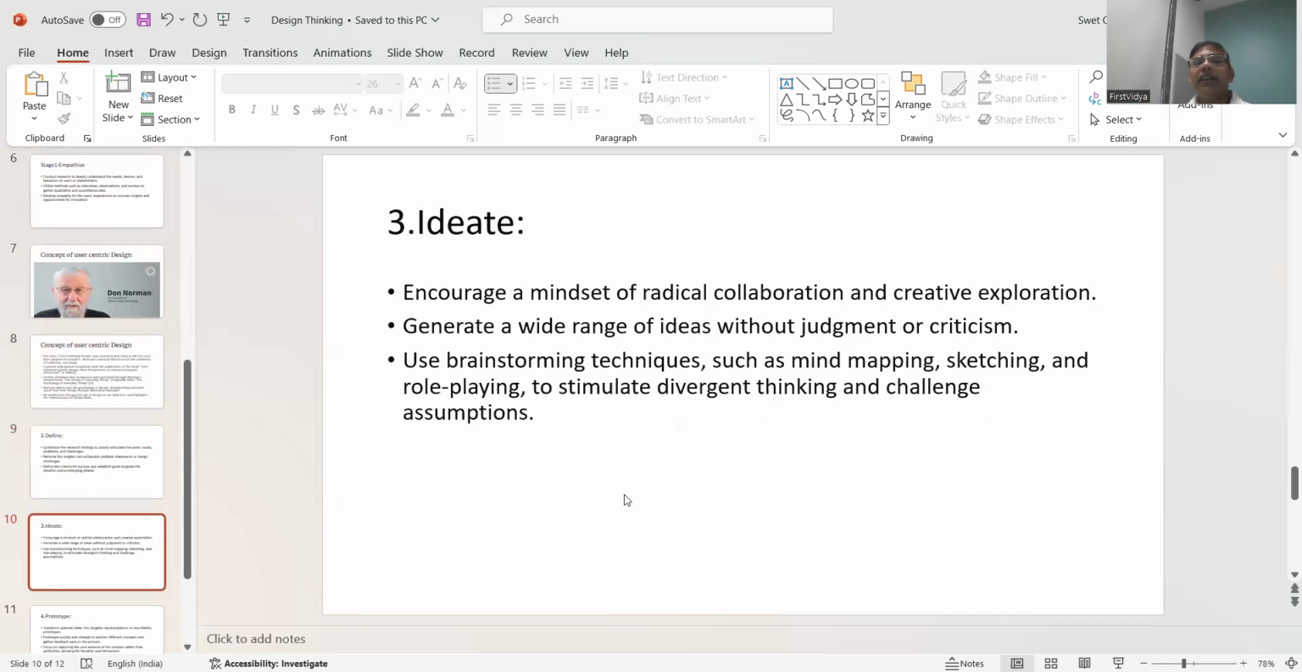The third thing is ideate. Encourage a mindset of radical collaboration and creative exploration, and generate a wide range of ideas. After the problem is defined, we have to have a brainstorming session. We use different techniques so that we can get a number of ideas, and from those we can pick the relevant ideas and then start working.